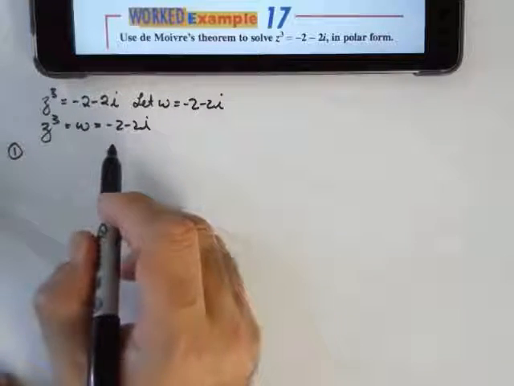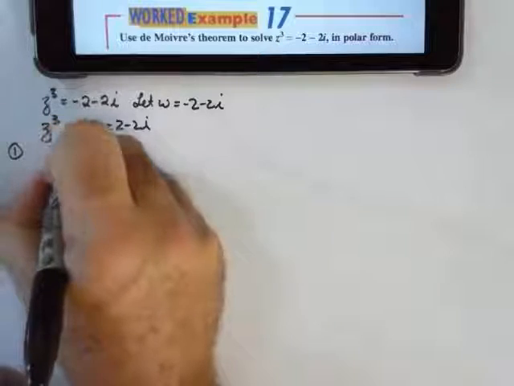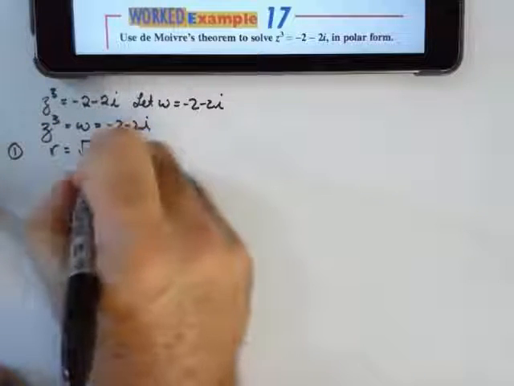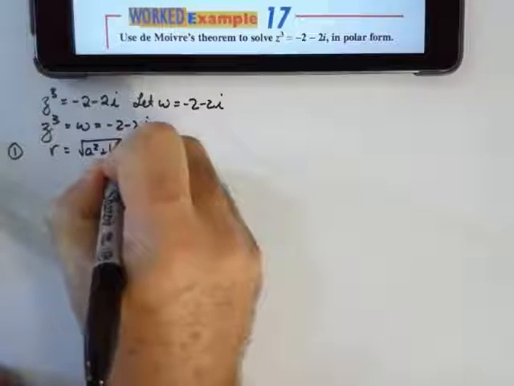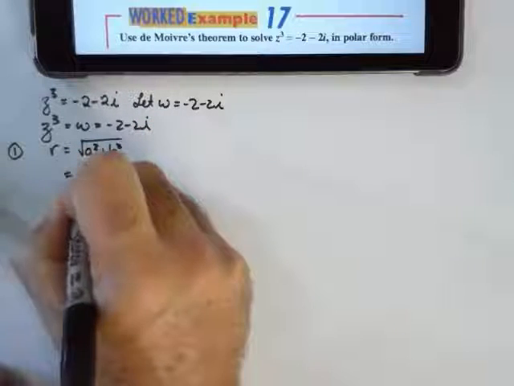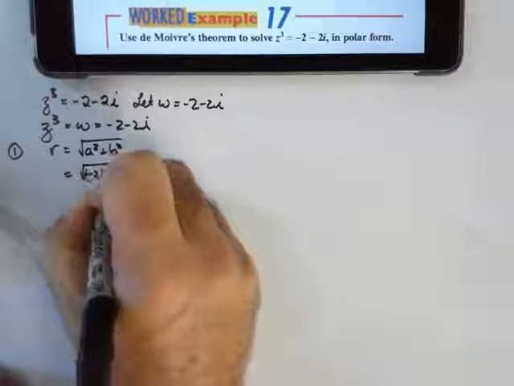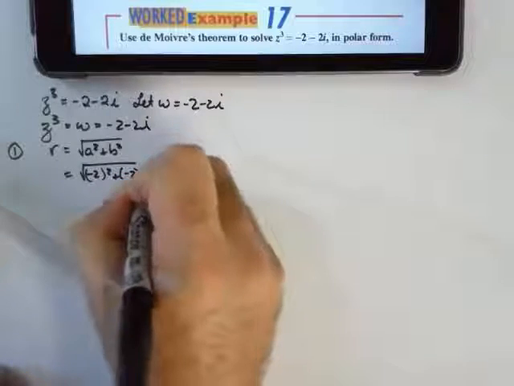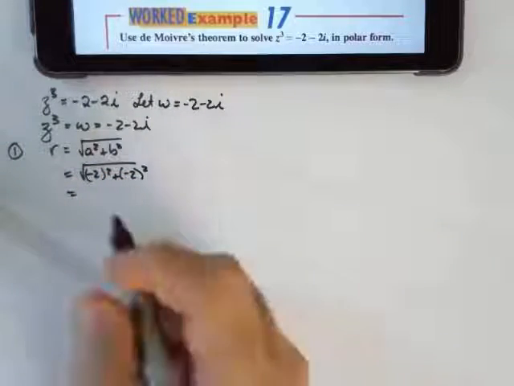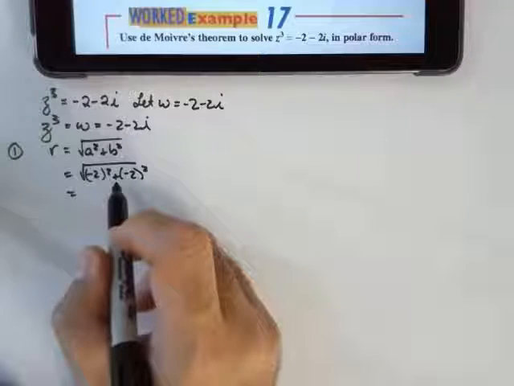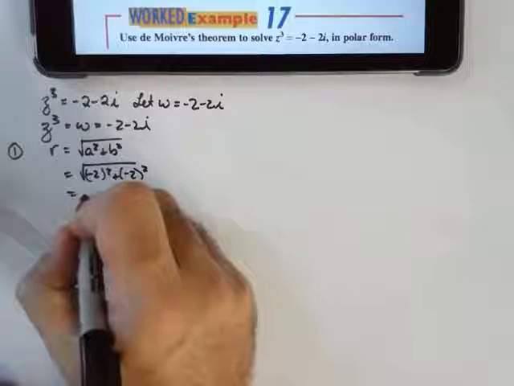I need to show my working, so I'll say r equals the square root of a squared plus b squared, and that equals negative 2 squared plus negative 2 squared, and that equals 4 plus 4 is 8, so it's square root 8.